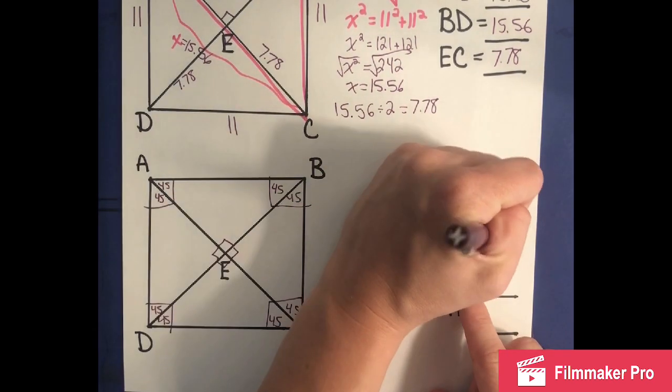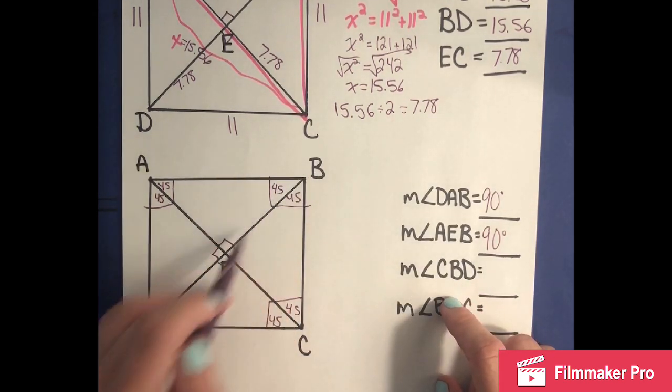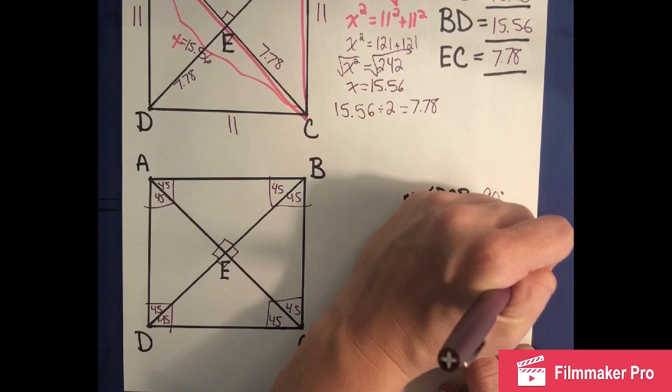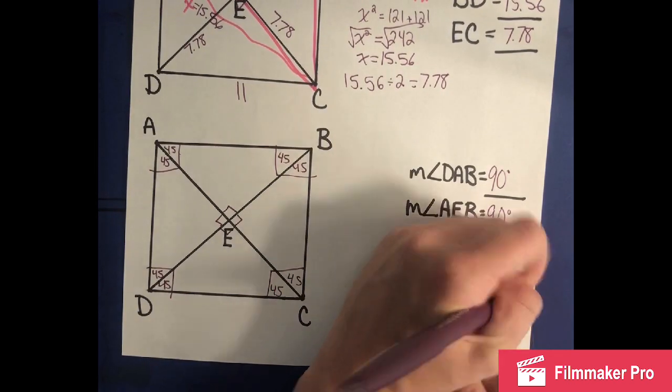AEB is 90 also, but it's the 90 inside. CBD is 45, it's half of it. BAC, also 45. Okay.